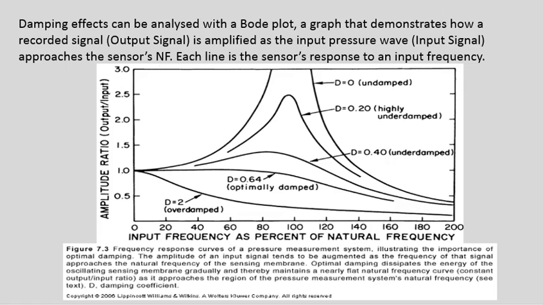And it's also worth reading the proper legend: frequency response curves of a pressure measurement system, illustrating the importance of optimal damping. The amplitude of an input signal tends to be augmented as the frequency of that signal approaches the natural frequency of the sensing membrane. Optimal damping dissipates the energy of the oscillating sensing membrane gradually and thereby maintains a nearly flat frequency response curve, a constant output-input ratio signal, as it approaches the region of the pressure measurement system's natural frequency.